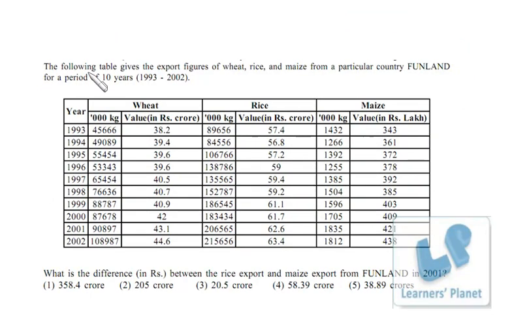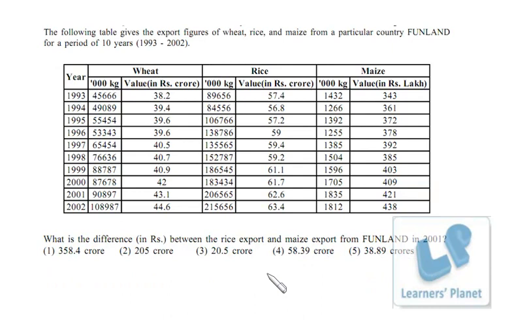Now this set of questions. The following table gives the export figures of wheat, rice, maize for a particular country, Finland, for the period of 10 years, 93 to 2002. Wheat, rice, maize, in 1000 kilograms and value. What is the difference in rupees between rice export and the maize export from Finland in 2001? In 2001 in rupees, right?